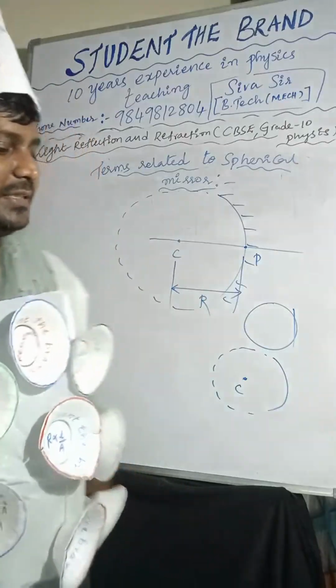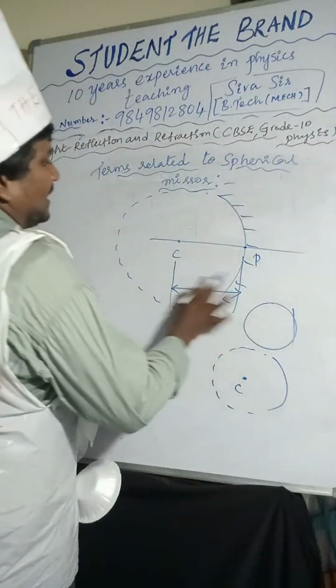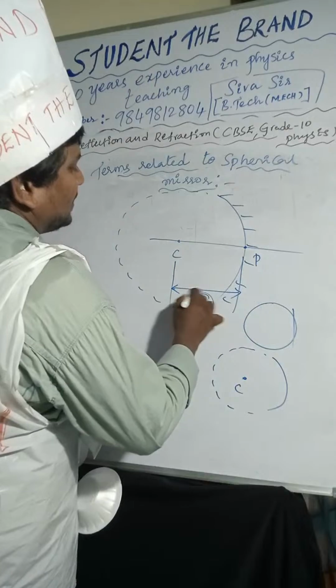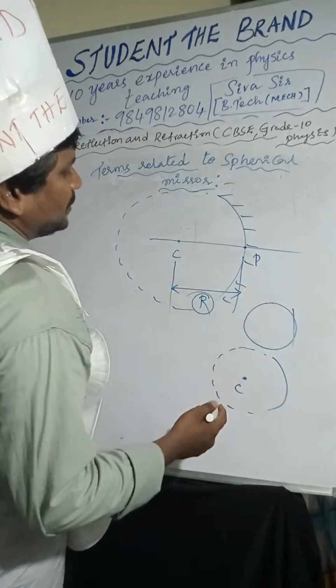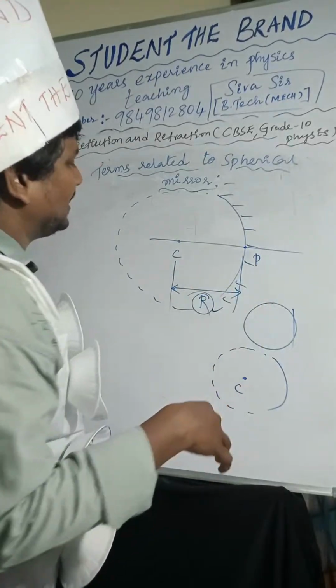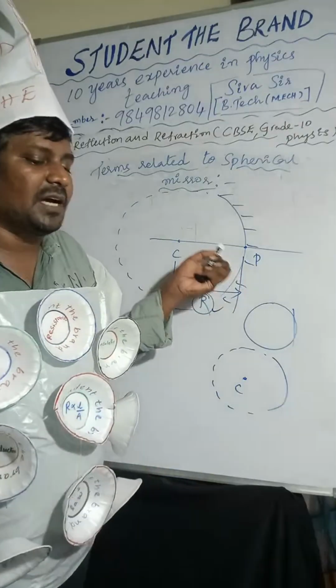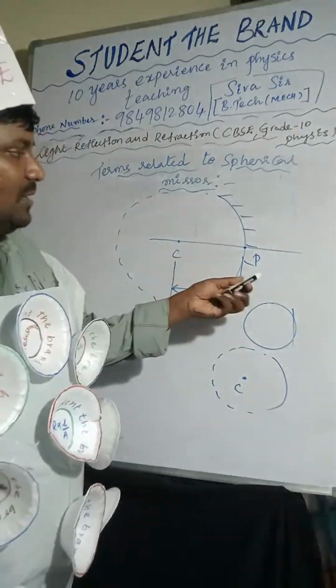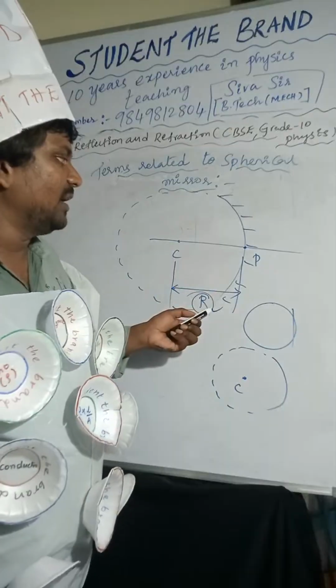So now we are considering this. The distance between the center of curvature and the pole is called the radius of curvature.